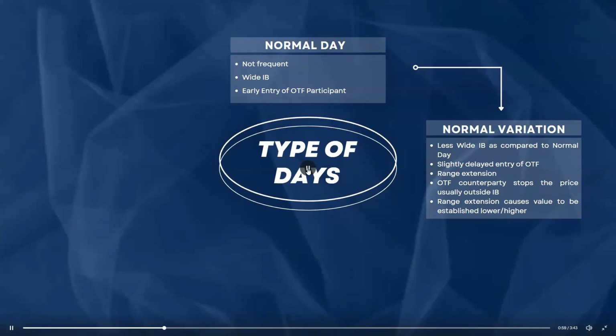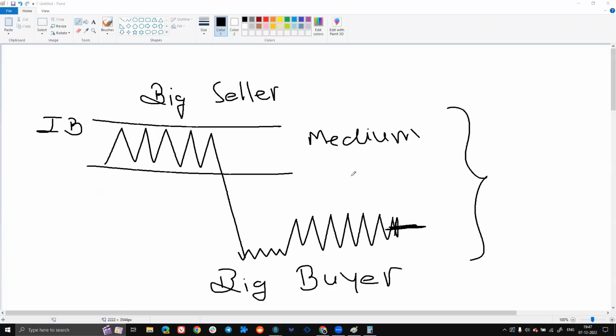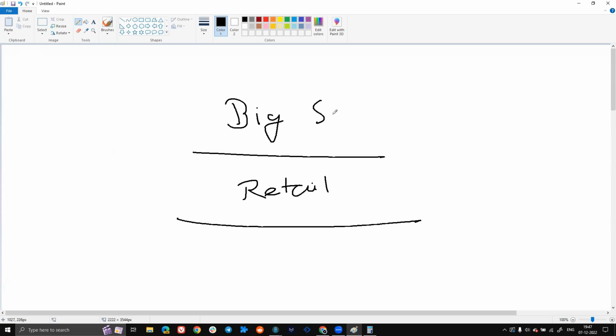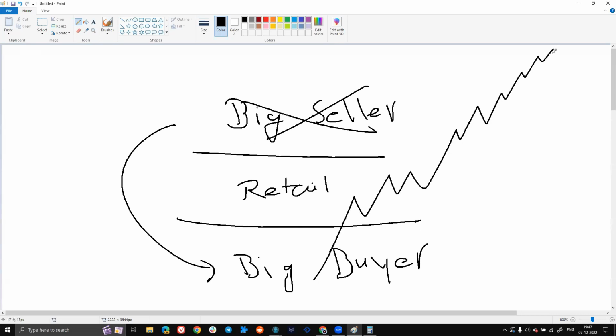Let's take it forward. Now, the trend day standard, it's simple. You remember the example when I asked you guys, if this is retail and here is a big seller, and similarly here is a big buyer. And if the seller is not present, then the market will just continue to go up and up and up. The market becomes imbalanced, and that's your trend day.